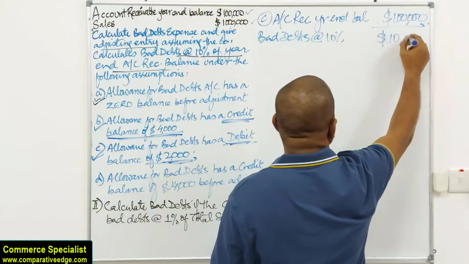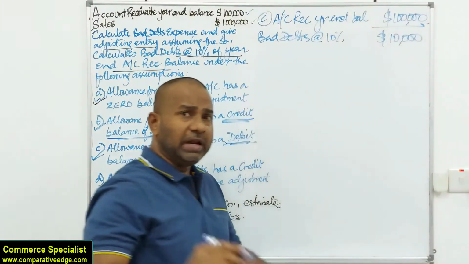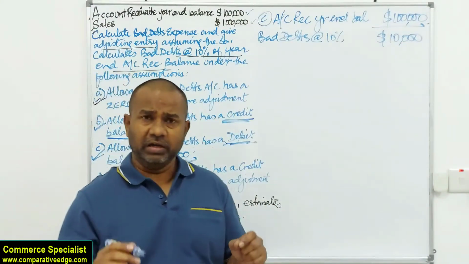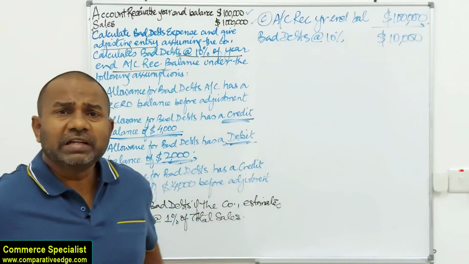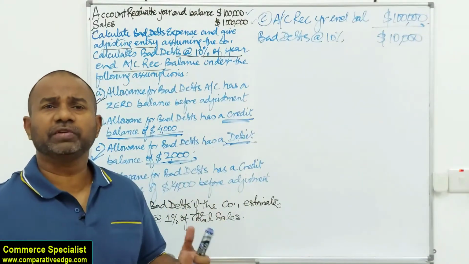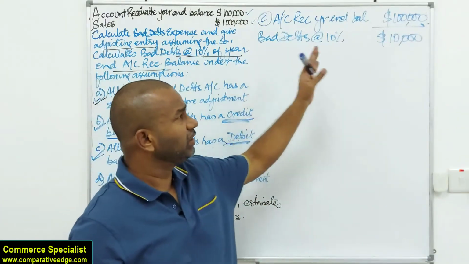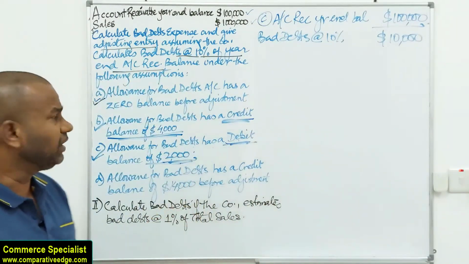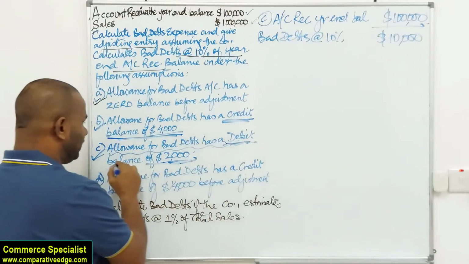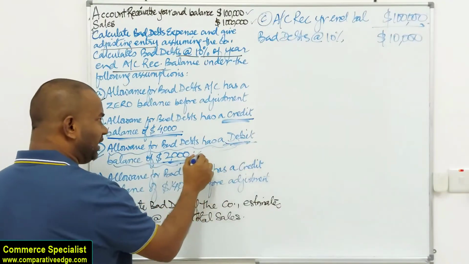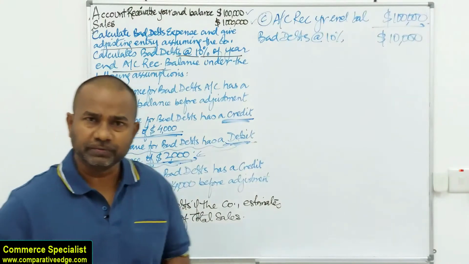It comes to 10,000. Now at this point, as I said earlier, we need to be very, very careful. Once 10%, or 5%, 15%, whatever is calculated for the year-end balance, we have to look at whether there is any balance in the allowance for bad debts account. Yes, it has a debit balance of 2,000.